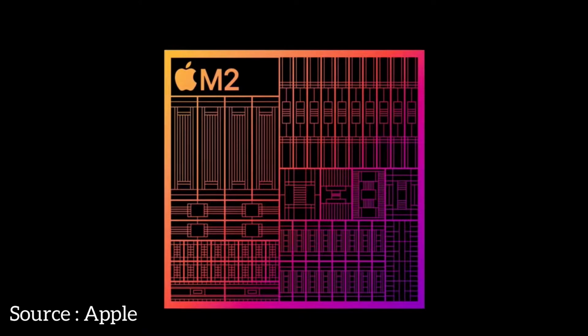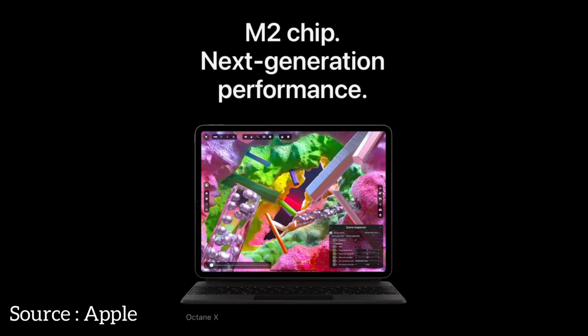It has an 8-core CPU that delivers up to 15% faster performance and a 10-core GPU that provides 35% faster graphics performance. The exciting part about this M2 chip on this Apple iPad Pro is it has a 40% faster neural engine, which accelerates machine learning performance and brings new capabilities to the iPad Pro.